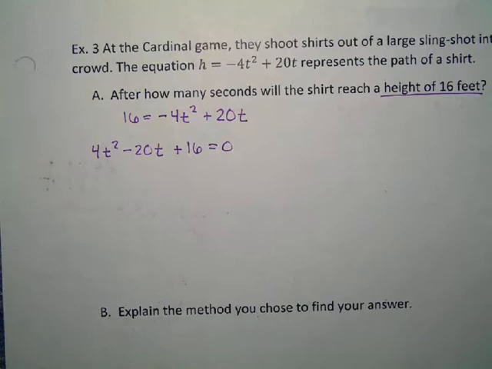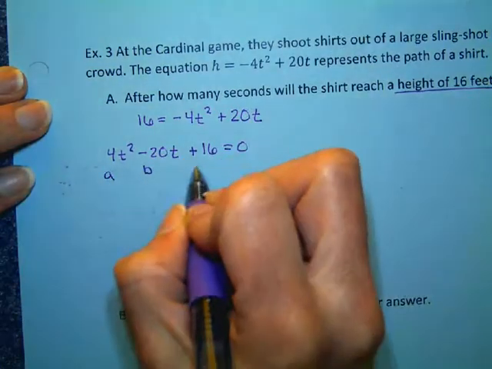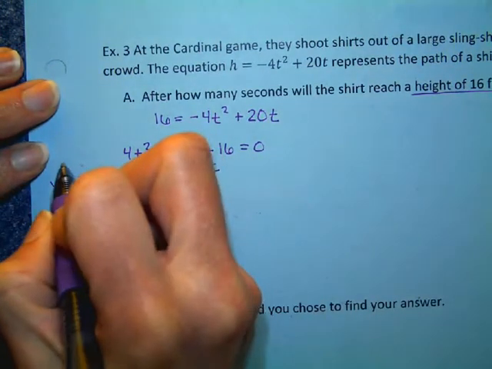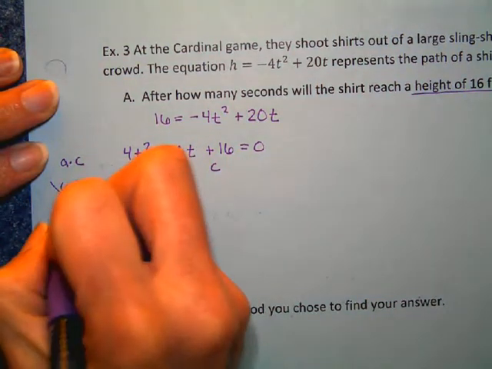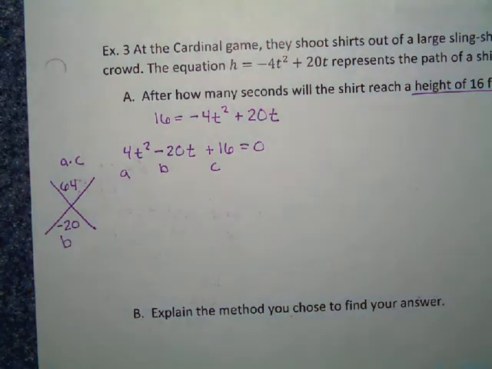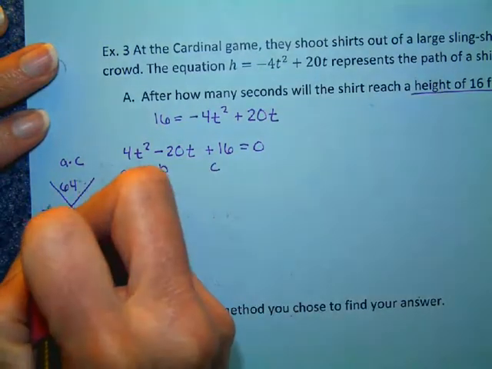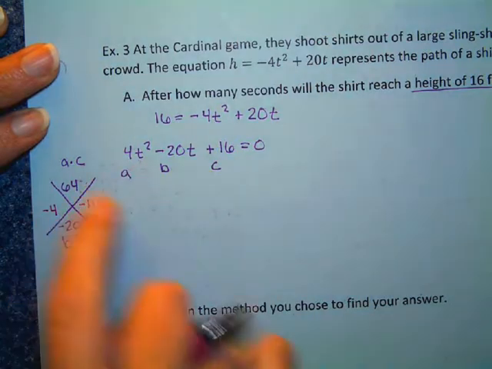If you do that, this is your A, B, and C, if you want to do quadratic. If you want to do the X method, remember the top is your A times your C. So 4 times 16 is 64. The B term goes on bottom. We have negative 20, so we need factors of 64 that come out to negative 20. This one happens to be 4 and 16 work really well. So we're going to say negative 4 and negative 16 add up to negative 20 and multiply to positive 64. So you cross off your middle.